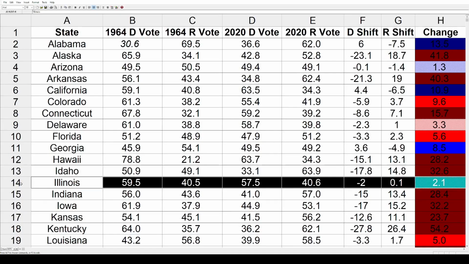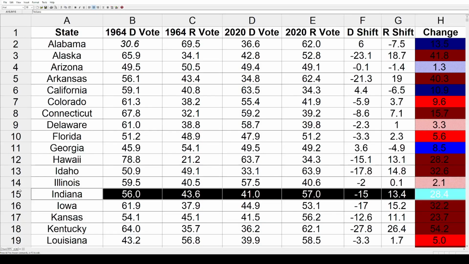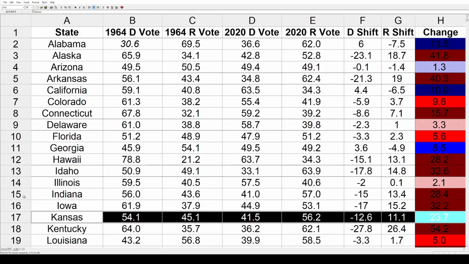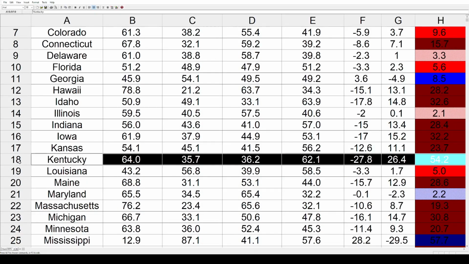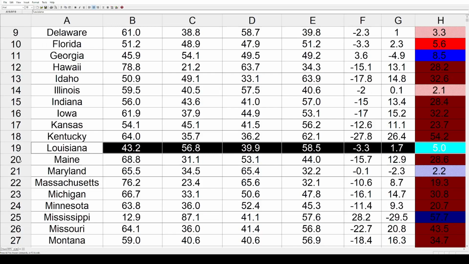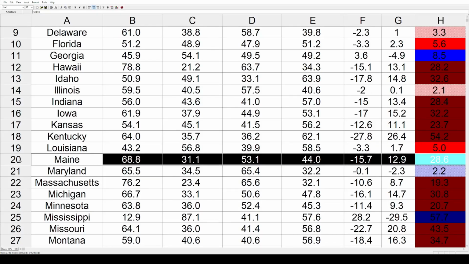Illinois, small red shift there by 2.1. Another huge shift in Indiana, 28.4 toward the Republicans. Same in Iowa by 32.2. In Kansas by 23.7, and in Kentucky, take a look at that, 54.2. Louisiana had a much smaller red shift, under 5%. Maine went 28.6 toward the GOP.